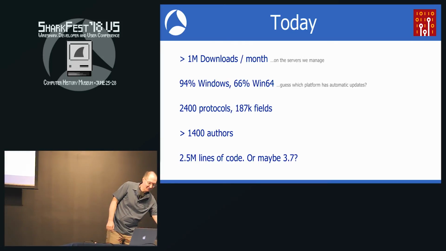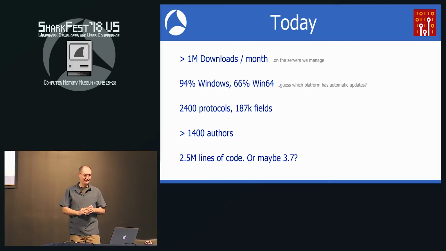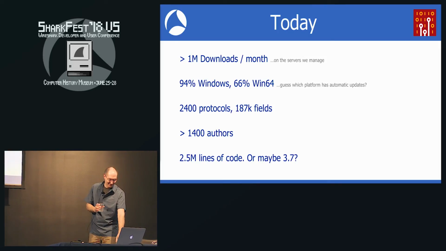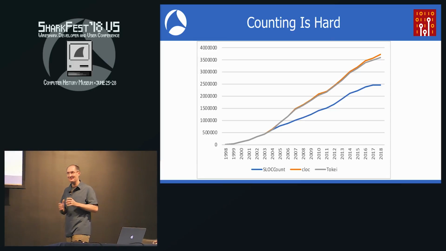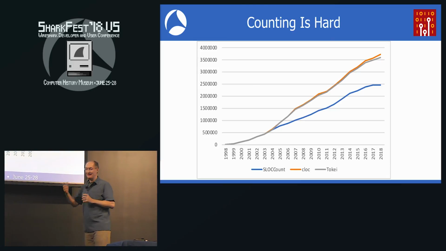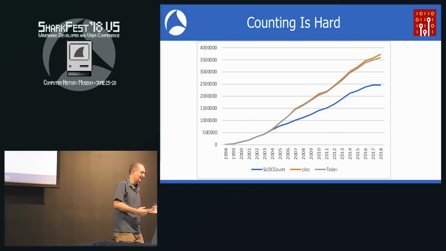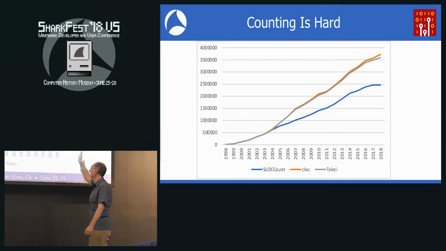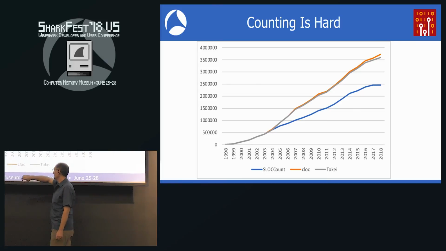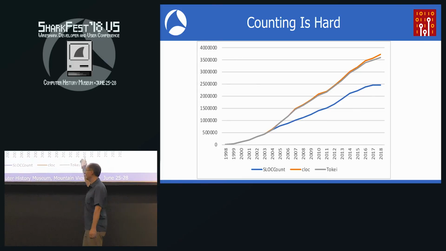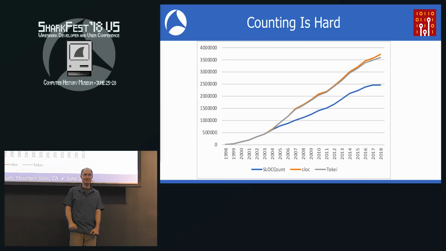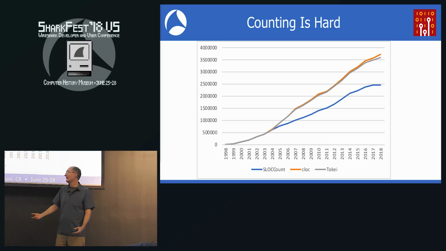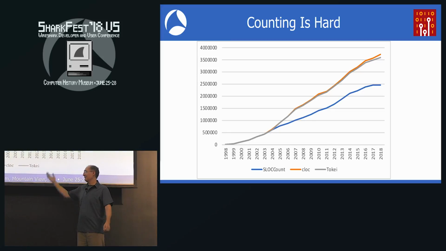The confusing number is how many lines of code we have. It could be 2.5 million, could be 3.7 million. And the reason for that is this graph. This is a graph of the lines of code for the project by year, from the start to today, using 3 different utilities: SLOCCount, cloc, and tokei. They're just these little utilities that people write that will count the lines of code in a directory. And I just picked 3 and ran them and came up with this.